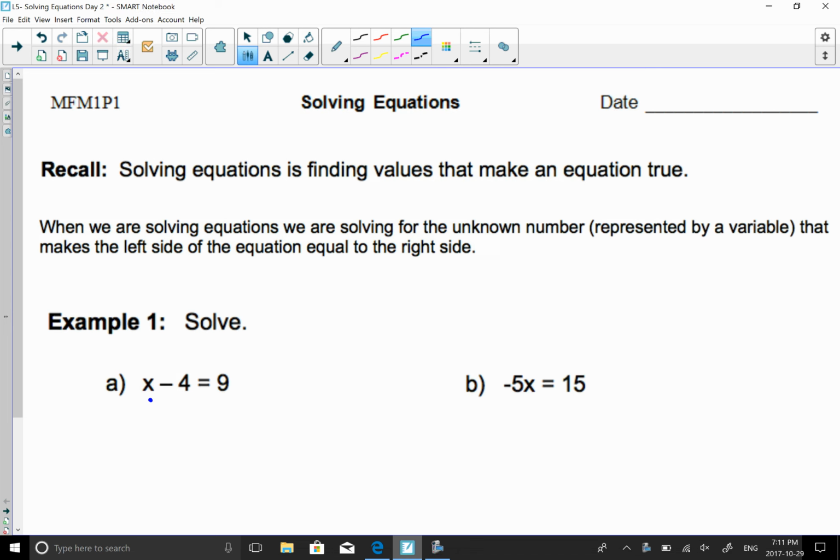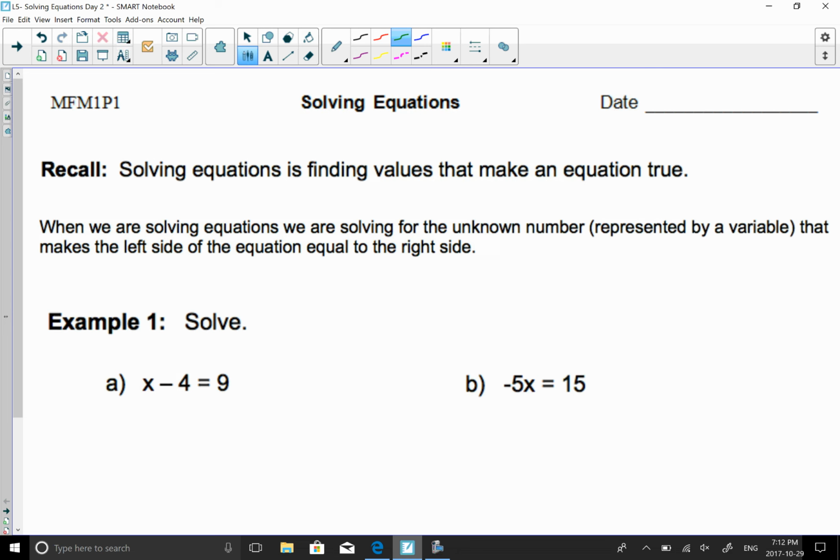So here's an example, we want to find what is x. It doesn't have to be x, it's whatever the variable is in the question. We want to find what is x that makes it true. What makes the left side of the equation equal to the right side. Okay, and we want to solve for it. We don't want to just do trial and error, so we follow some steps.